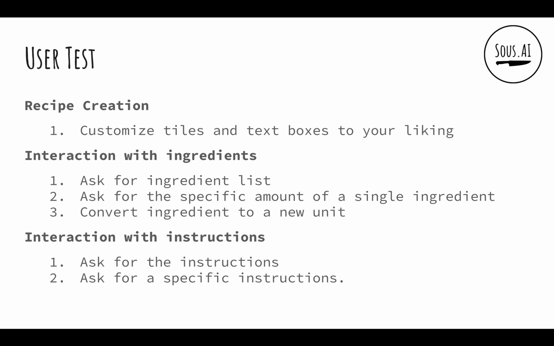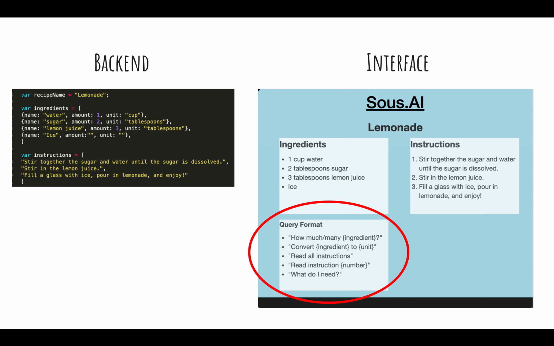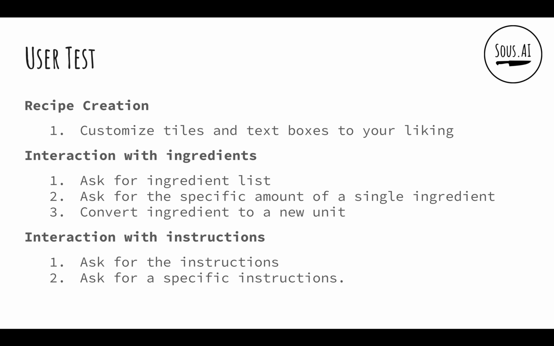Then I had them interact with the ingredients. I first asked them to query for the entire ingredient list, then ask for a specific amount of a certain ingredient, and then finally convert one of the ingredients to something new. And this is exactly what I gave them, so I didn't tell them exactly what to say. They figured that out on their own from the query format that I provided on the interface.